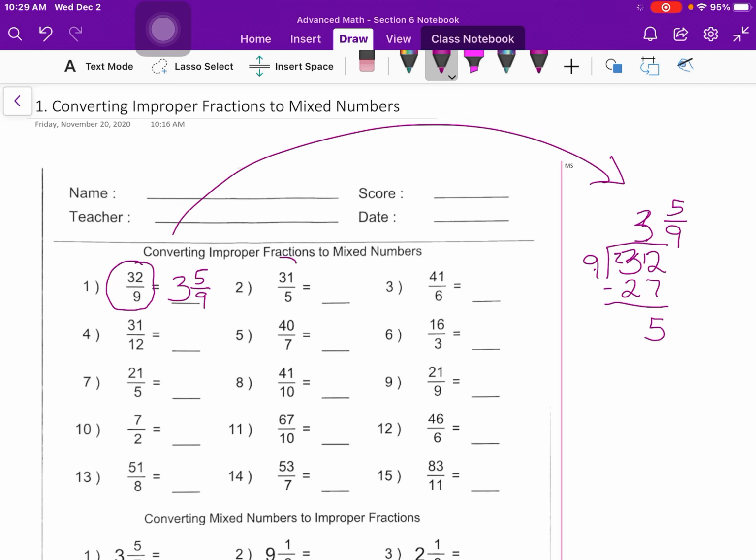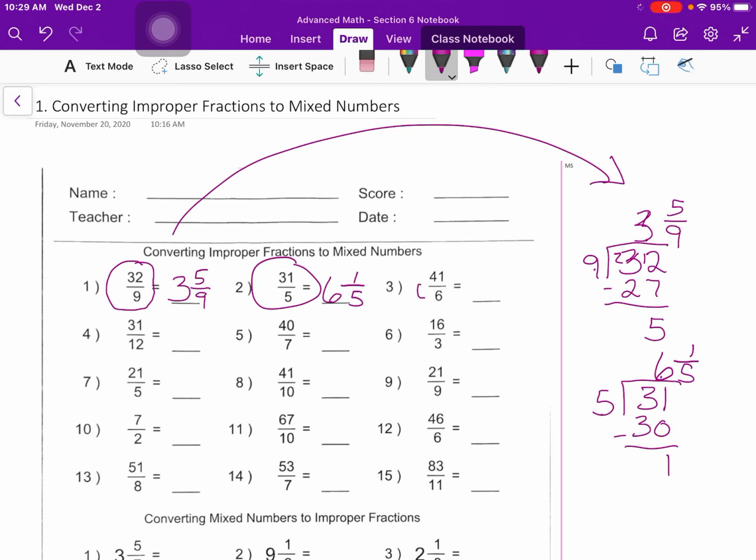Looking at number 2, same thing. I can either divide it out off to the side, or I can do it in my head. How many times does 5 go into 31? 5 goes into 31 6 times, and 6 times 5 is 30, with 1 left over. And if I write that as a fraction, I'm writing it as 1/5. So 6 and 1/5.